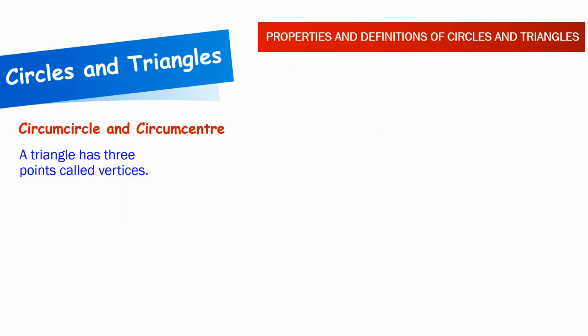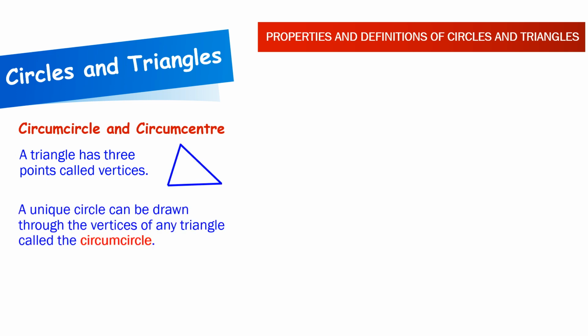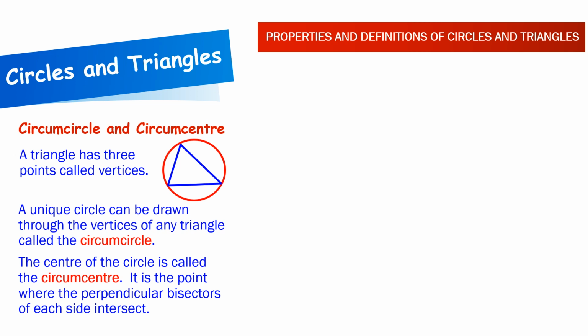A triangle has 3 points called vertices. A unique circle can be drawn through the vertices of any triangle, called a circumcircle. The centre of the circle is called the circumcentre. It is the point where the perpendicular bisectors of each side intersect.